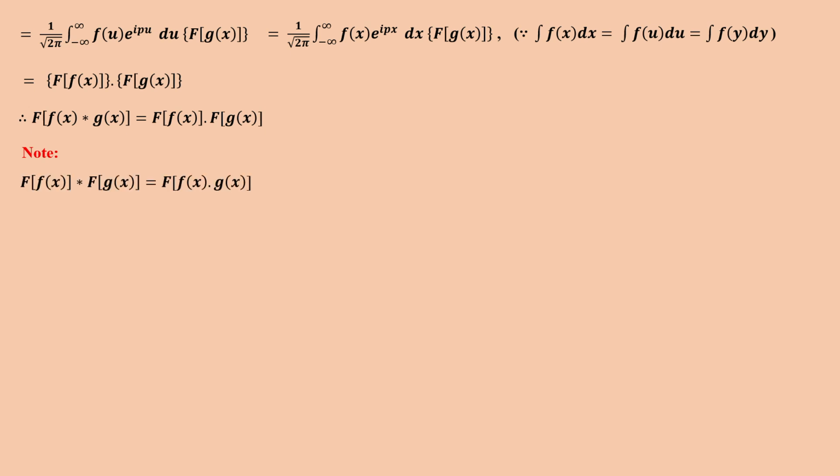Now the Fourier transformation of f of x convolution, we are taking now. So the Fourier transformation of f of x convolution g of x is equal to the Fourier transformation of f of x into g of x. That is also true, right. Next note, f star of x is the complex conjugate of f of x. Then the Fourier transformation of f star of x is equal to f bar of minus p, right.